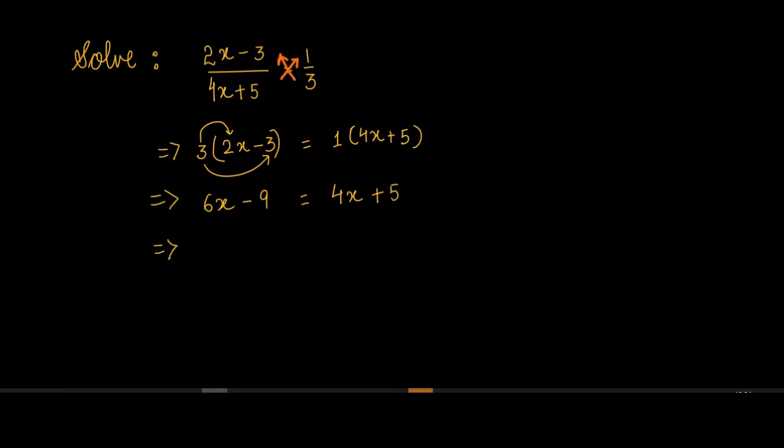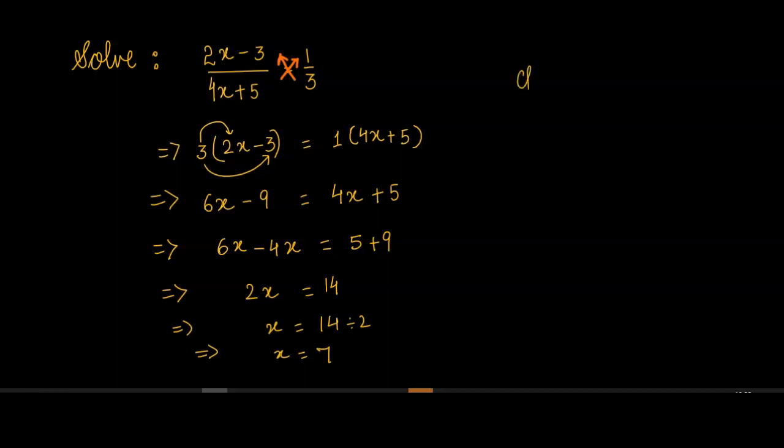Bringing the variable terms on one side, we get 6x minus 4x is equal to, and constant terms taken on the other side, we get 5 plus 9. So we get here 2x is equal to 14. So x is equal to 14 divided by 2. So x is equal to 7. So now let's check.